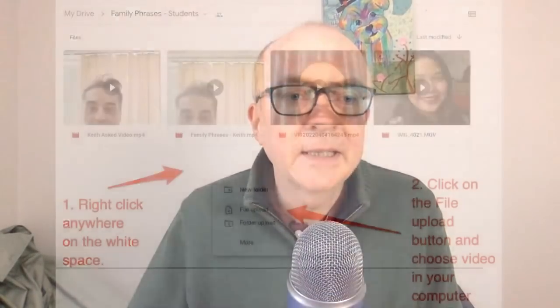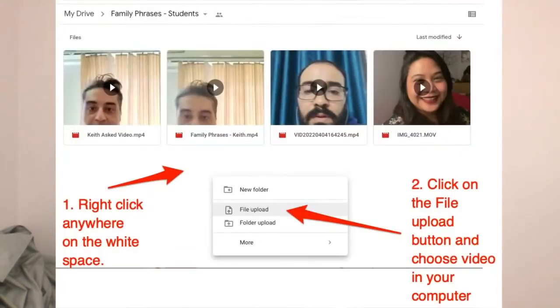Probably just to show you, if I can show you how you upload it. The easiest way to do this is if you go into the Google Drive. First of all, when you go on that click, you'll see some videos by people already. You right click anywhere on the white space, and then you click on the file upload button, and then choose the video from your computer, and it uploads into my shared Google space. That's the easiest way. But if you want to find another way, that's fine. Put it in MP4 format, and that's it.